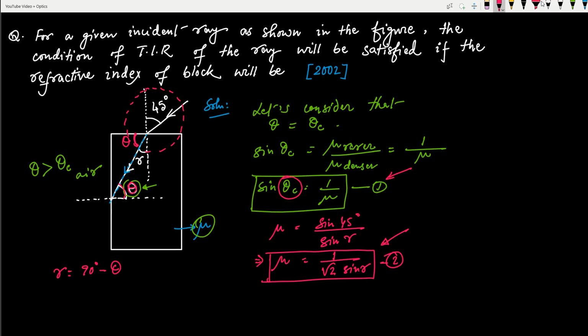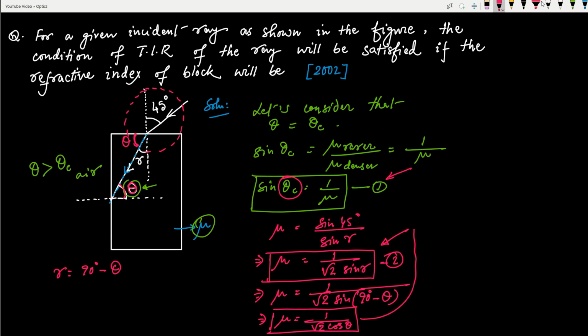So we can say that mu is equal to 1 by root 2, over sine of 90 degree minus theta. If you solve this, then we are going to get mu is equal to 1 by root 2 cos theta, since sine 90 minus theta is actually cos theta. Okay, so we got this. Now if we solve it further, we can say that cos theta is equal to 1 by root 2 mu.